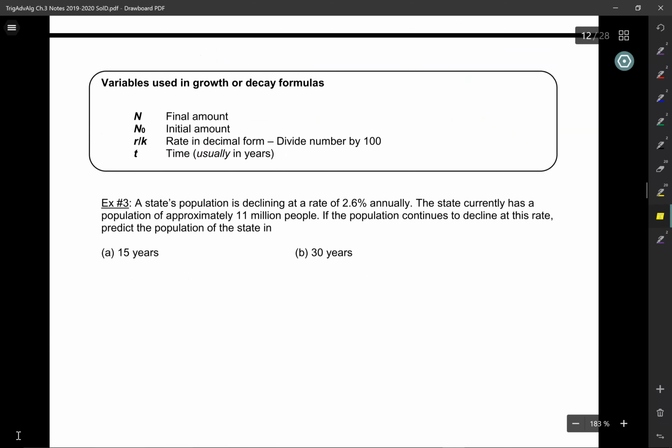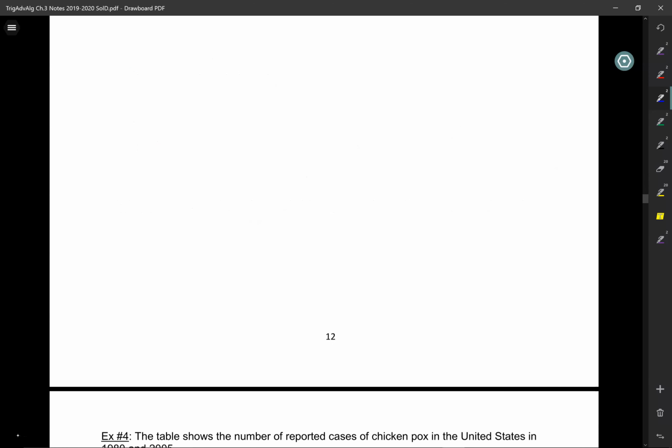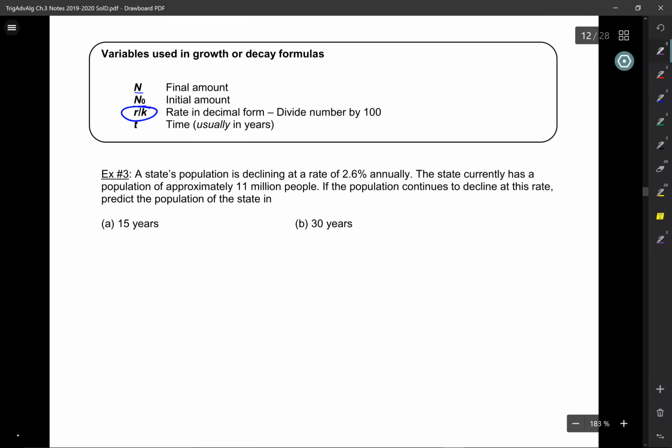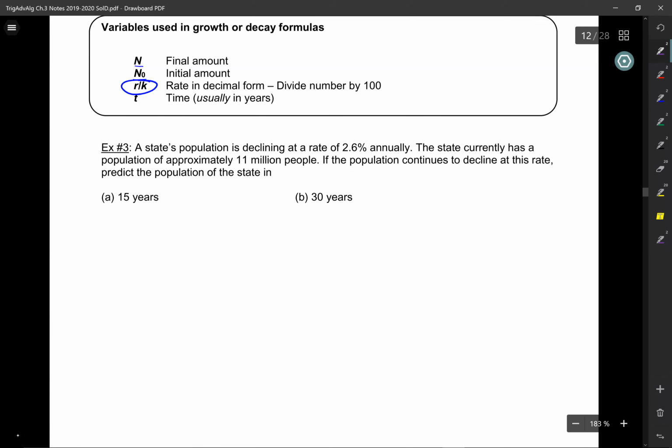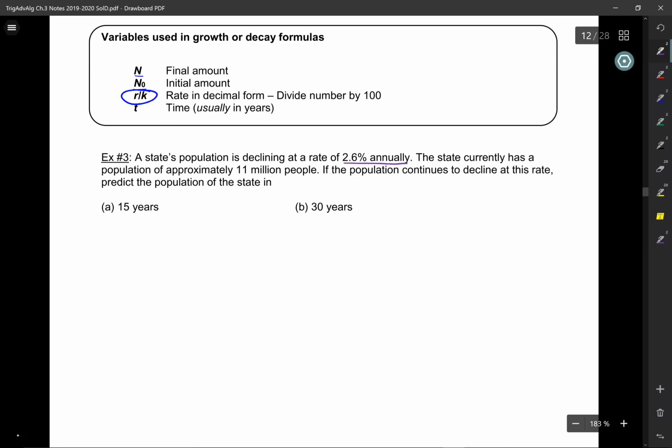So here is the terminology. N and N naught, final and initial, and remember that it's R or K for rate. A state's population is declining at a rate of 2.6% annually. The state currently has a population of approximately 11 million people. If the population continues to decline at this rate, predict the population of the state in 15 years. So let's first write down the given.